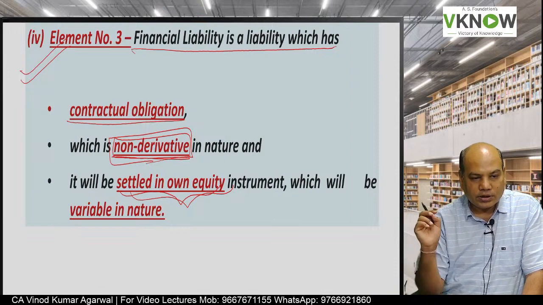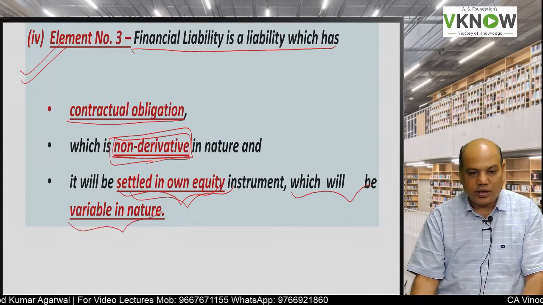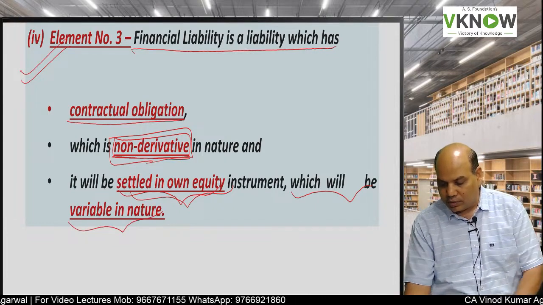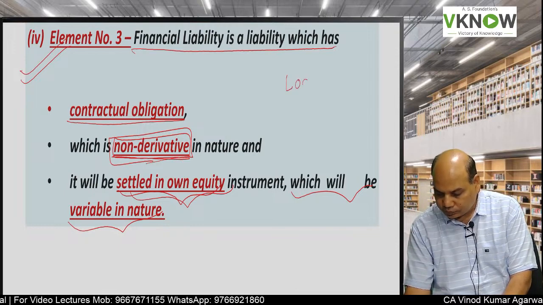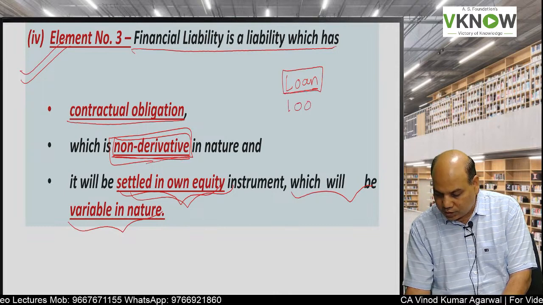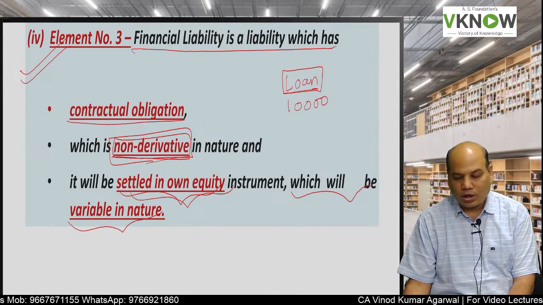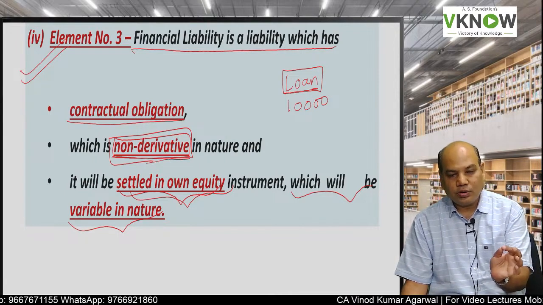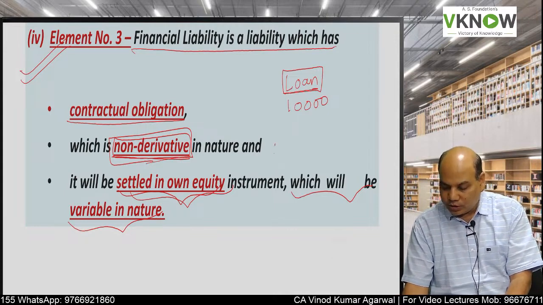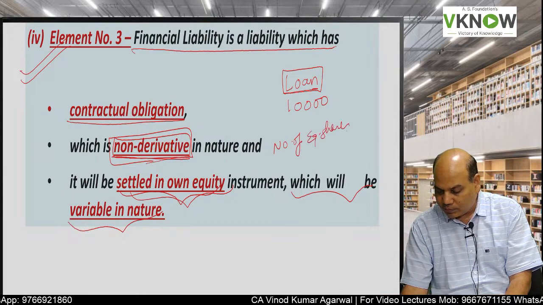Non-derivative contract settled in own equity instrument which will be variable in nature. That means the number of equity shares to be issued will be variable. For example, I have to pay a loan of 10,000 rupees and I will settle the loan based on the market price of the equity share. Number of equity shares to be issued will depend on the market price of the share.